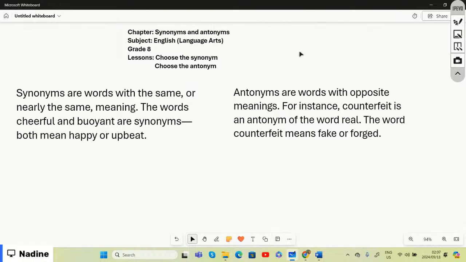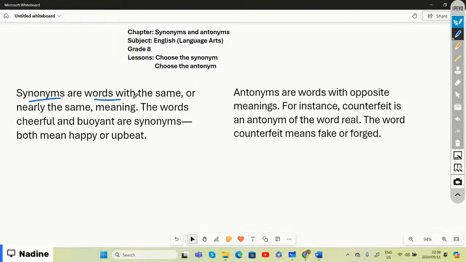All right. So when it comes to synonyms, we said synonyms are words with the same meaning, or words with nearly the same meaning. So it's words with the same meaning or words with almost the same meaning.